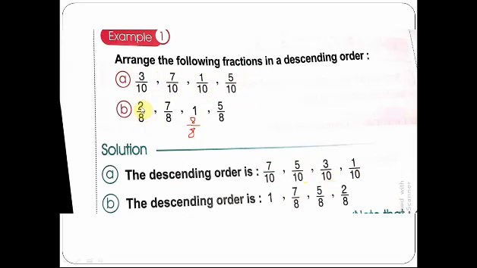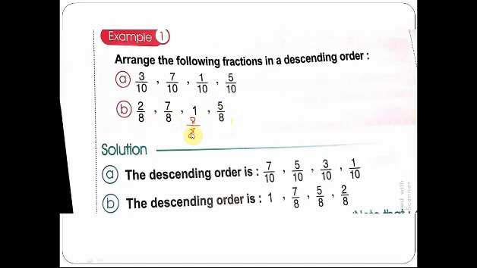The next one, I have two eighths, seven eighths, 1, five eighths. All the denominators are 8. So that means 1, the denominator should be 8. So the whole one equals 8 over 8.